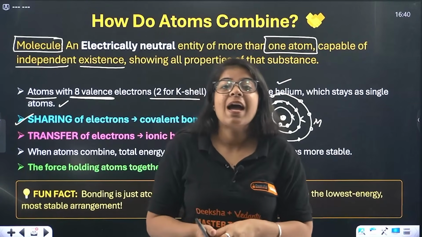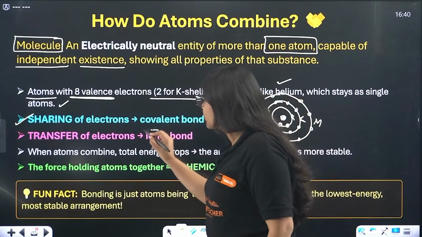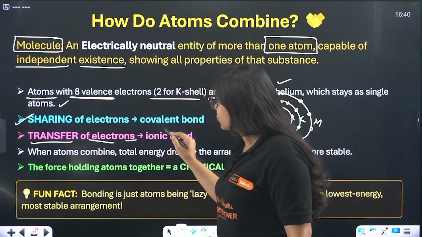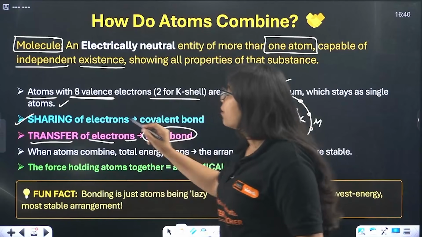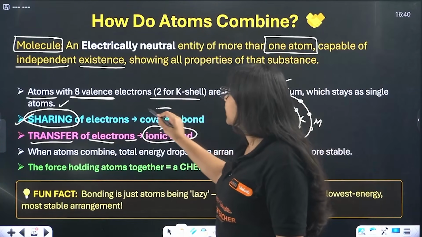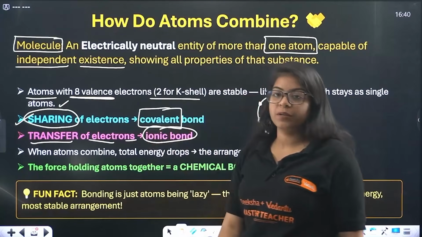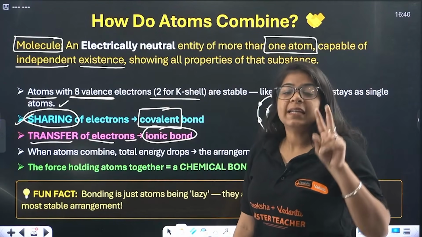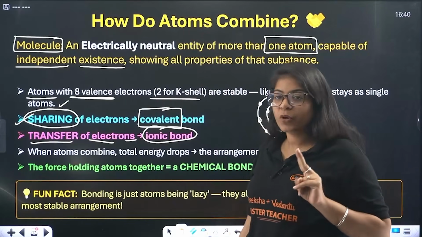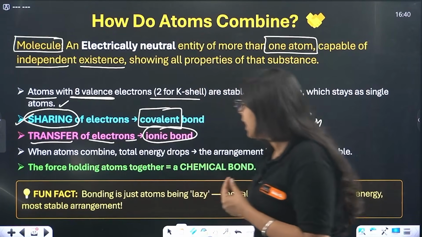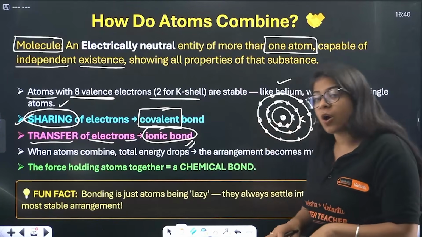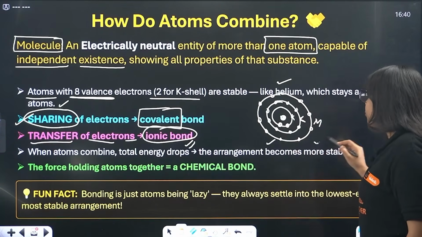That is your ionic bond. How will you say that? When transfer of electrons happens, that is an ionic bond. When sharing of electrons happens, that is a covalent bond. Sharing, covalent, transfer, ionic. When atoms combine, their total energy drops. When they combine, beta, their total energy drops and the arrangement becomes more stable.